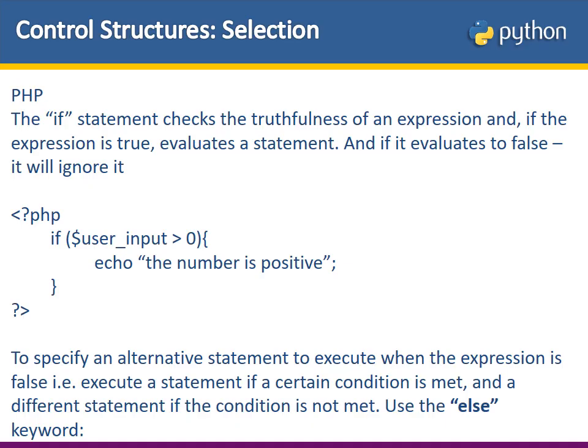To specify an alternative statement to execute when the expression is false, that is, execute a statement if a certain condition is met, and a different statement if the condition is not met. If the condition is met, you execute that particular statement, and otherwise, if the condition is not met, a different statement. That is where the else keyword comes in.